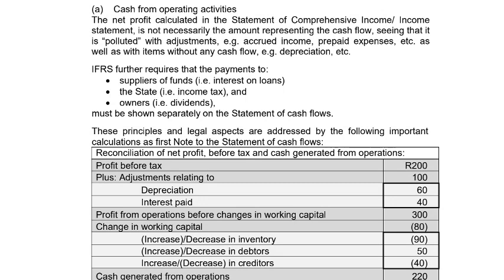The net profit calculated in the Statement of Comprehensive Income or income statement is not necessarily the amount representing the cash flow, seeing that it is polluted with adjustments, for example, accrued income, prepaid expenses, etc., as well as with items without any cash flow, for example, depreciation. IFRS further requires that payments to suppliers of funds, for example, interest on loans, the state, for example, income tax, and owners, for example, dividends, must be shown separately on the statement of cash flows.